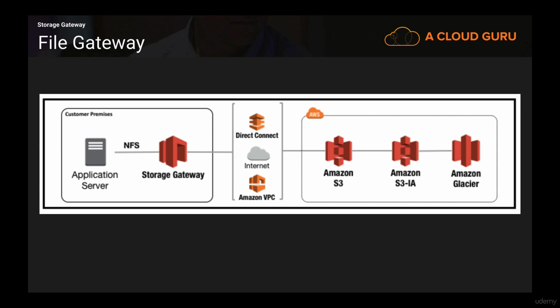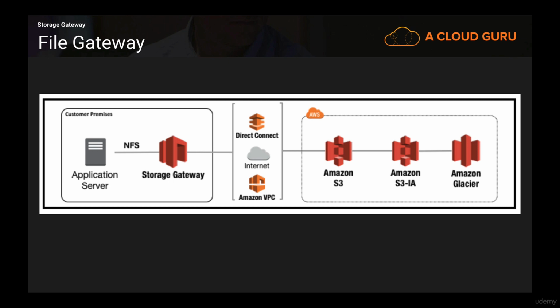So you've got your application server. It's going to connect via NFS to your storage gateway. Remember, your storage gateway is basically just a virtual machine that's running on-premise. It's running on your ESX servers or on your Hyper-V servers. And then it's connecting into AWS, and it can connect in most commonly using the internet, but you could also use Direct Connect. For those that don't remember from the 10,000 foot overview, Direct Connect is basically a dedicated communication line between your data center and AWS.